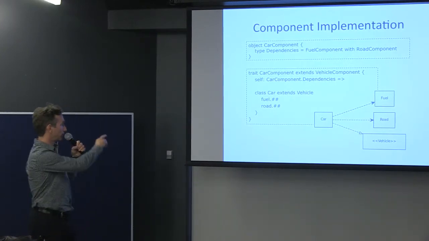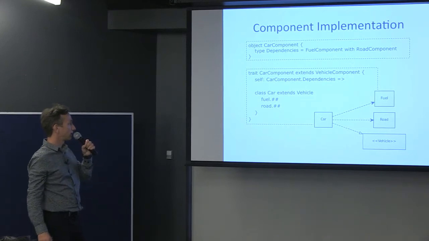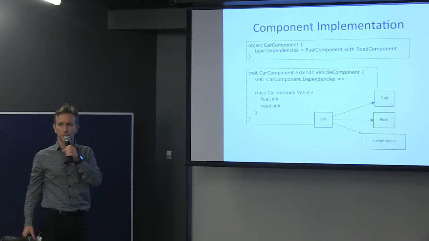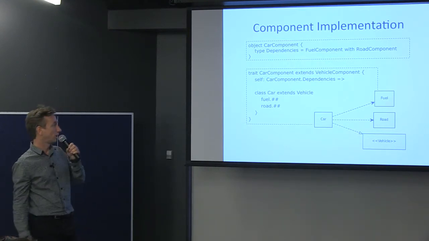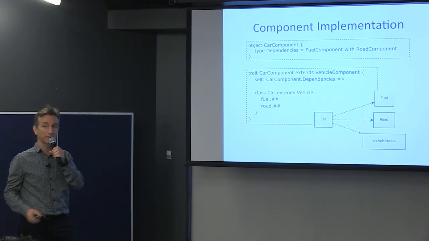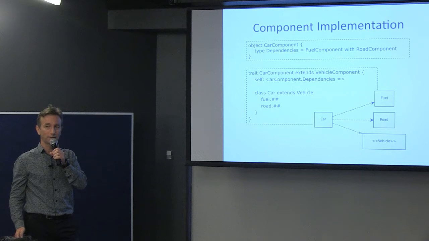So in this case, just note in the car implementation, we're actually calling the hash. That hash is just a hash code. It's nothing fancy. It's just calling a function on fuel and road when we create the car. So just remember that because I'll come back to that later.